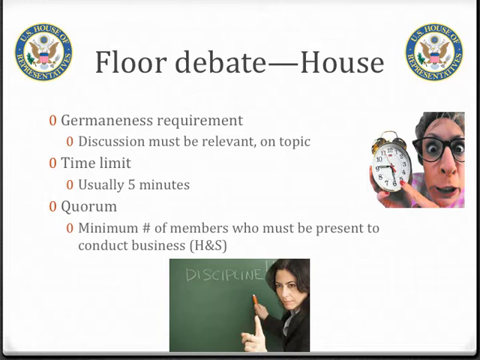And then you have a simple vocab word there, quorum. A quorum is the minimum number of members who have to be present in order to conduct business. You need to have a quorum in both the House and the Senate. It's basically half of each. In other words, you can't show up and vote for a bill with only 5 out of 435 people there. You have to have at least half, and then you can vote and conduct business.